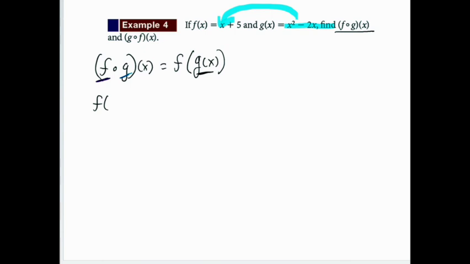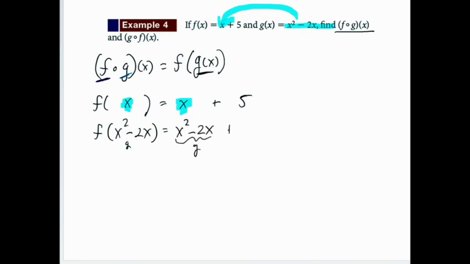So here's my f of x. I'm going to leave room here. So I need to plug in g of x everywhere I see x. So that's here and here. So I have x squared minus 2x. That's my g. And then I put g in for this x as well. So I get x squared minus 2x. That's my g, and then I add 5.